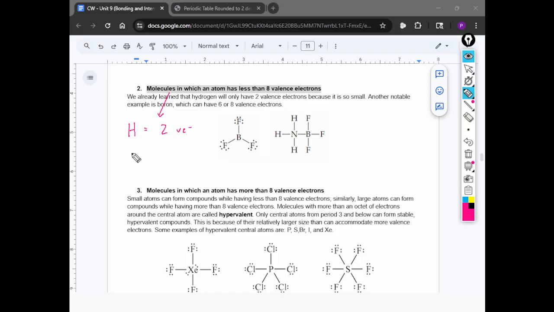The other notable exception is going to be boron. Okay, boron can have 6 or 8 valence electrons. So we got an example right here. You look at BF3 right here. It has 6, but we can have this molecule and you have 8 valence electrons. So either can work. Again, those are the 2 notable exceptions. You already know hydrogen very well, so just remember boron.